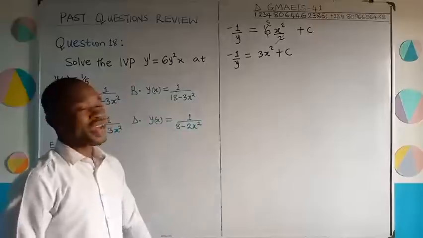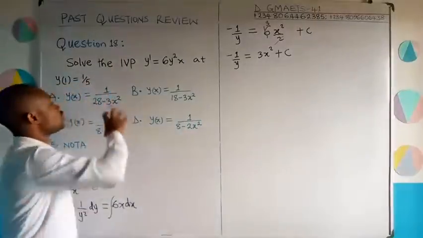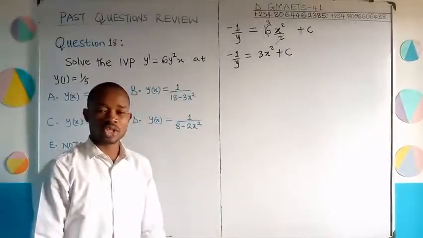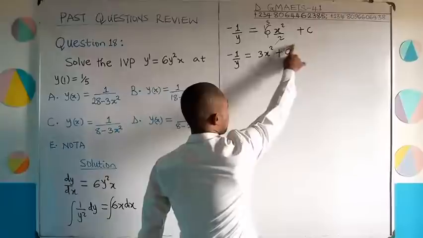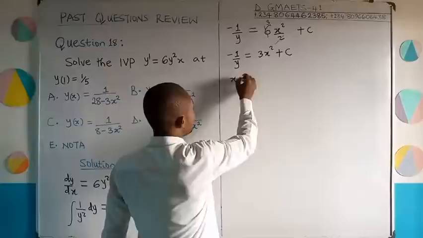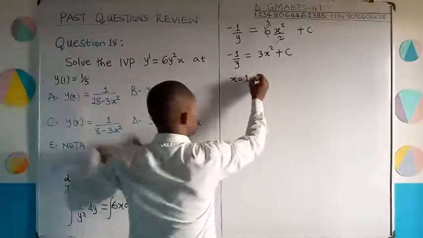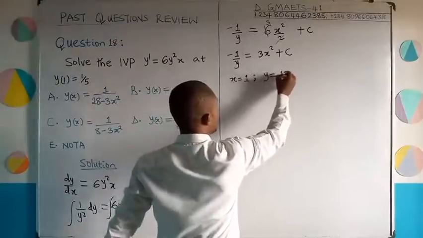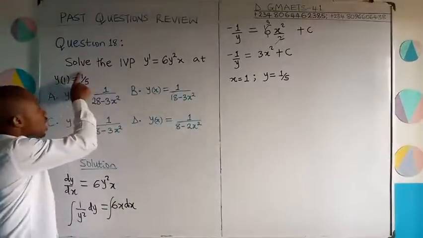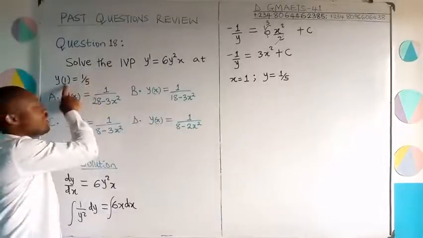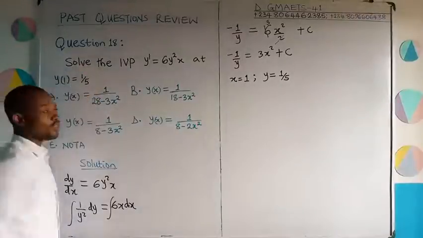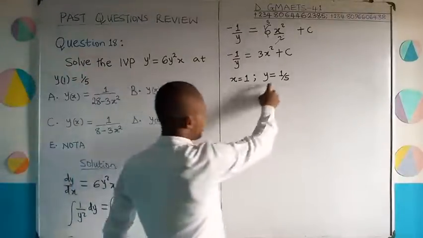You see, this is an IVP problem. So the solution we are looking for is not just the general solution, but the particular solution. One in which we are expected to get the value of this constant. That's why we're given that condition. When x is equal to 1, the value of y is 1 over 5. That is the meaning of y of 1 equal to 1 over 5. This is the value of x, which is 1. And this is the value of y, which is 1 over 5. So when x is 1, y is 1 over 5.